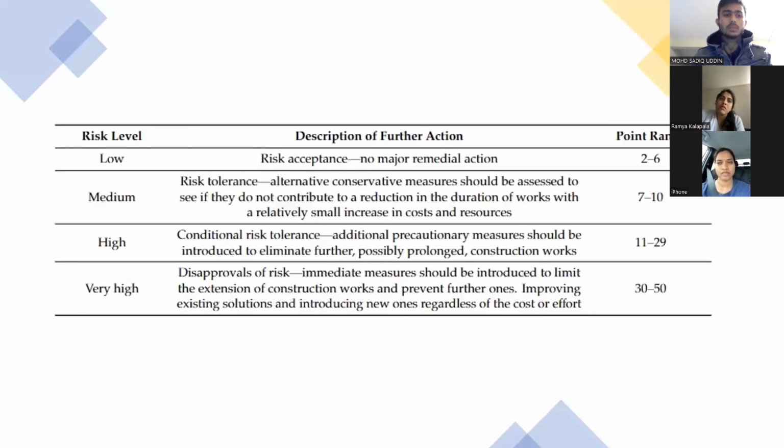Now coming to the next slide, the risk levels along with the point values and actions are presented in this table. We have the low level, medium level, high level, and very high level. Low level is risk acceptance, and coming to medium, that is risk tolerance. High consists of conditional risk tolerance, and very high consists of disapproval of risk.